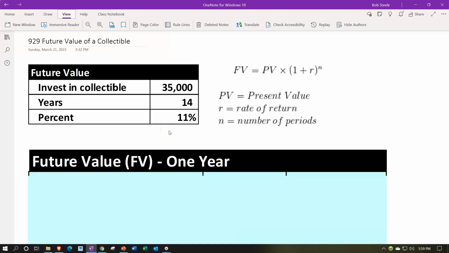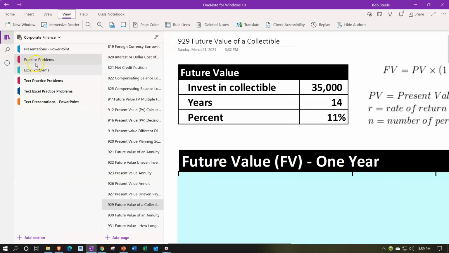If you have access to OneNote and would like to follow along, you're not required to, but if you have access and would like to, we're in the tab on the left-hand side. We're in the practice problems, and then down here in the 929 future value of a collectible tab.